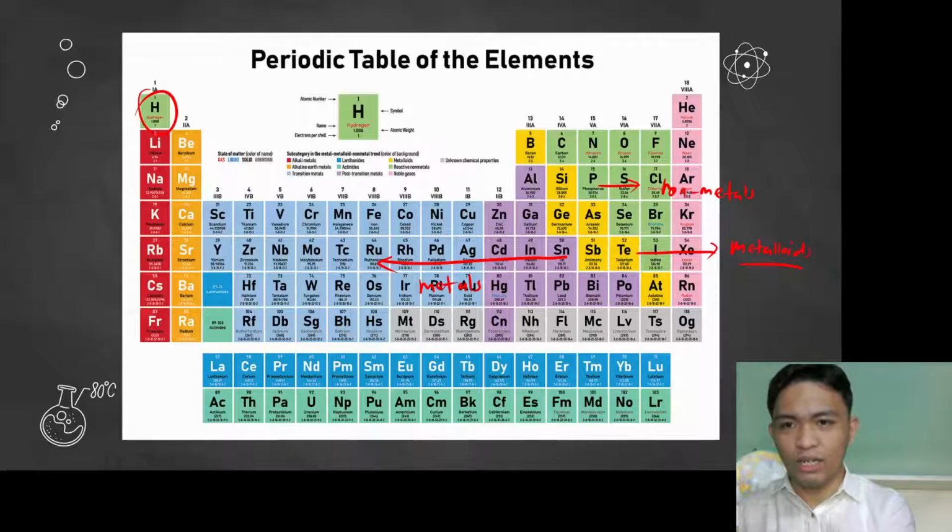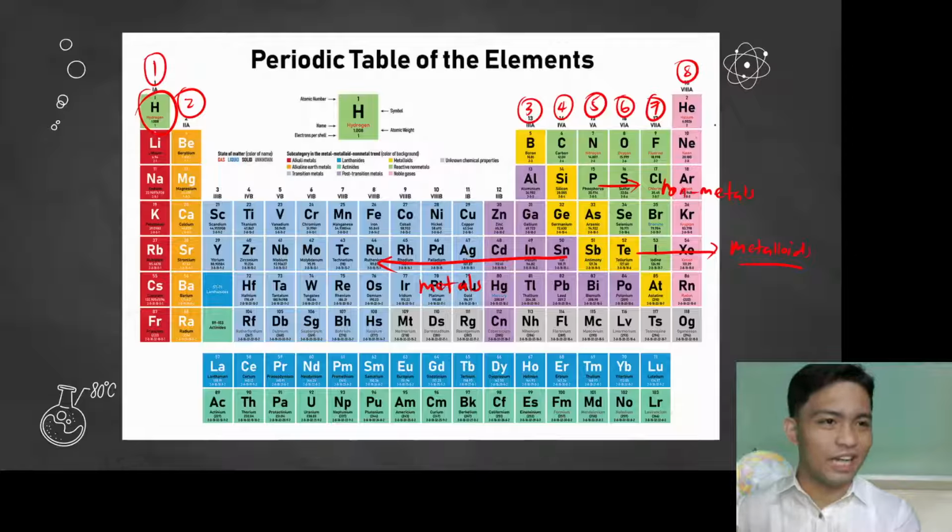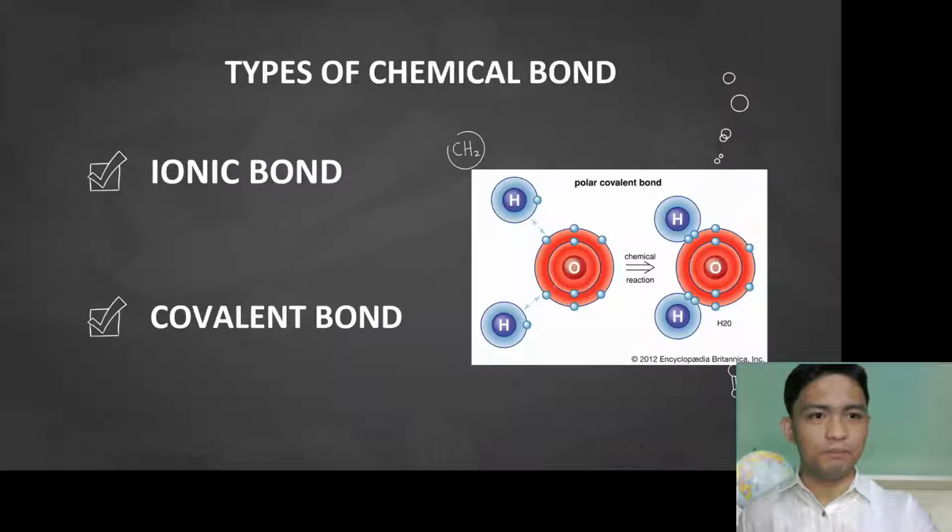Lahat ng nasa group 1 na to, meron siyang isa na valence electron. Nasa group 2, 2, nasa group 3, 3, group 4, 4, group 5, 5, group 6, 6, group 7, ay di 7. Group 8, 8 na electrons. Kaya itong mga to, these are the noble gases. These are stable elements. Kasi nasunod na nila yung octet. So, stable na sila. Non-reactive itong mga elements na ito. Okay? So, anyway, let's proceed.